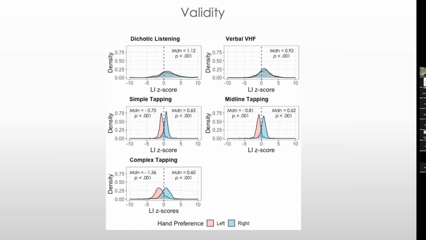And then also for the motor tasks, we get this nice bimodal distribution where there's a clear split between the left-hand preference group and the right-hand preference group on each task. And the left-hand preference group had a significant left-hand advantage on all 3 tasks, and the right-hand preference group had a significant right-hand advantage on all of the tasks.